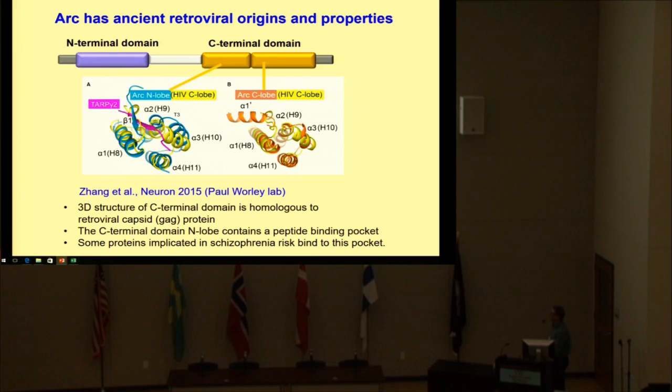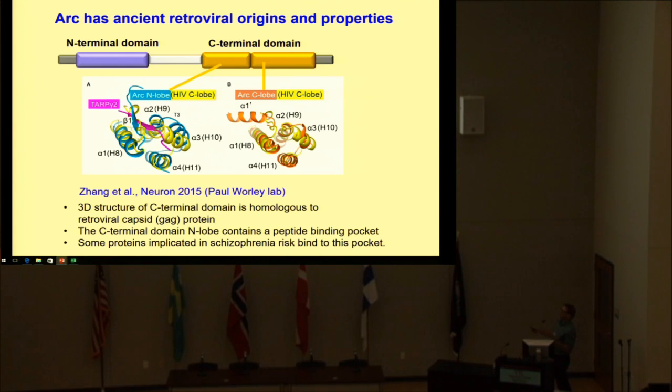An important recent finding is the partial crystallization of the ARC C-terminal domain. This is by the Paul Worley lab. And fascinatingly enough, he was able to confirm bioinformatic predictions that the ARC protein evolved from a retroviral capsid protein, the GAG protein. So if you look at the 3D structure, the crystal structure, what you can see is that there's a really beautiful overlap between the structure of the HIV GAG protein and the C-terminal domain of ARC.